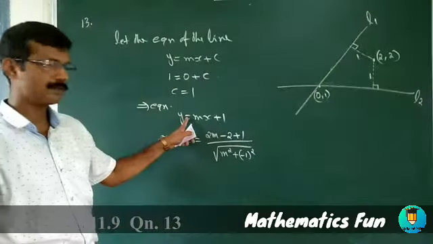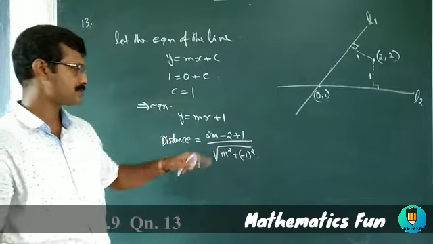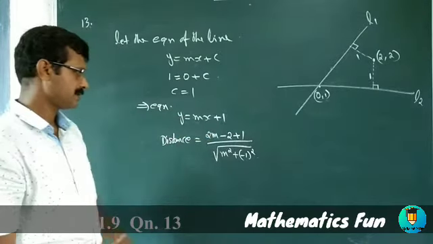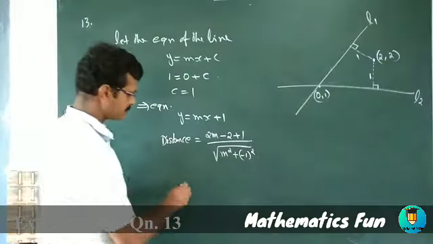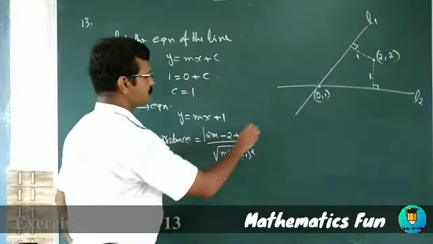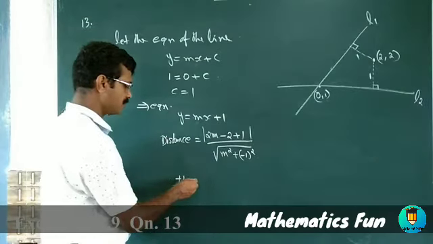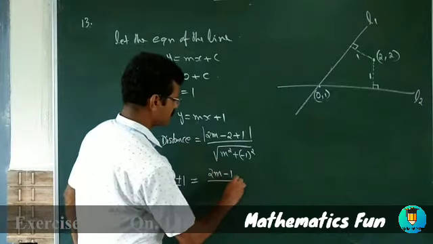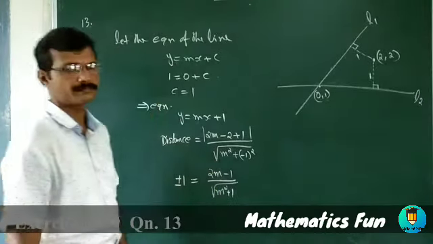This equation I wrote it into everything, I brought it to one side, mx minus y, and then I substituted mx, 2m minus 2 plus 1, divided by under root m square minus 1. Now distance is given 1 unit, so plus minus 1, and here actually I am supposed to put absolute value sign. Absolute value sign I removed, so plus minus 1. Here if I simplify now, it is 2m minus 1 divided by under root m square plus 1.